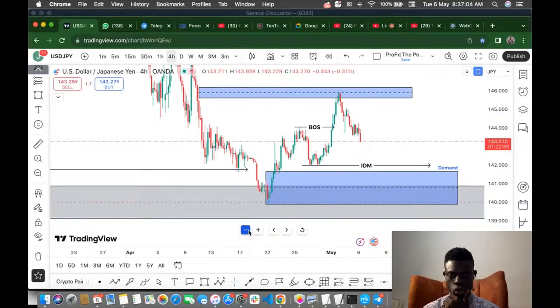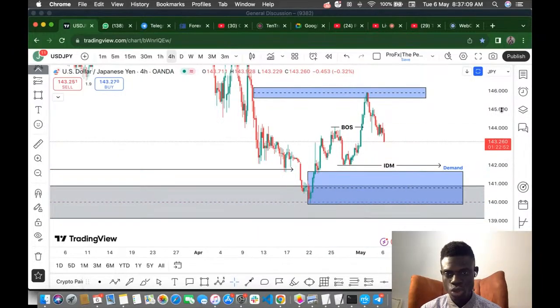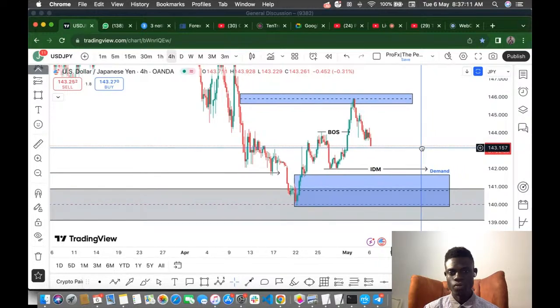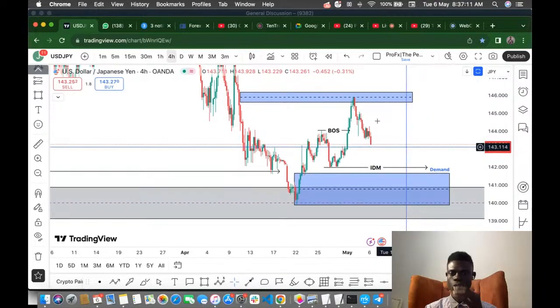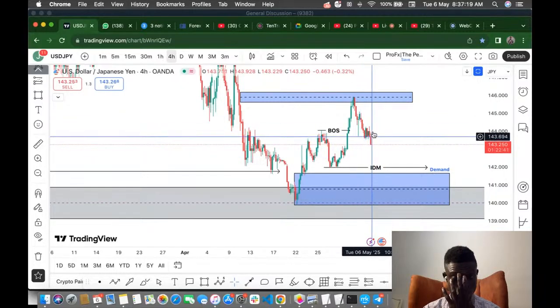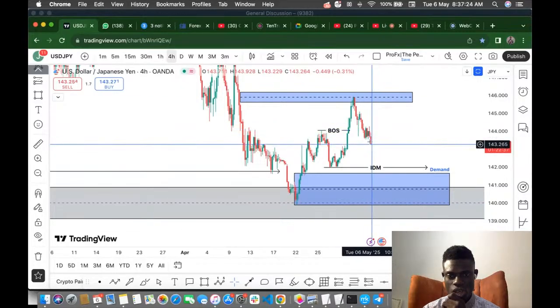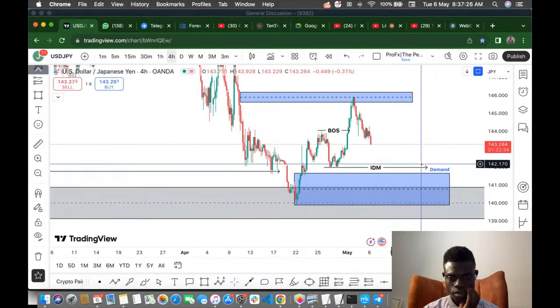Price will want to go to the origin, or choose to even induce the origin, to come to this demand. So we have this setup for UJ. UJ is still very much bearish. Until you see a change of character on UJ, you are still bearish. Is that clear?